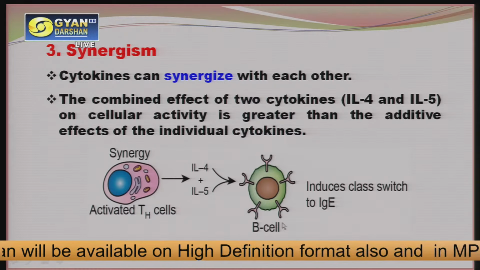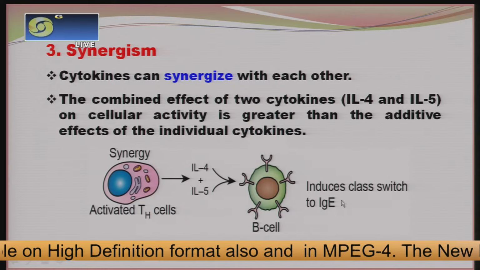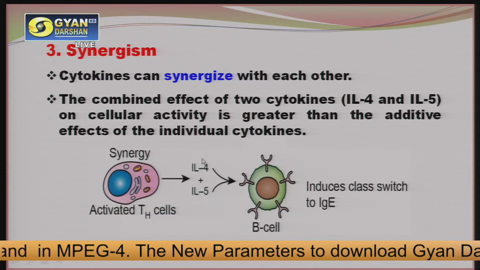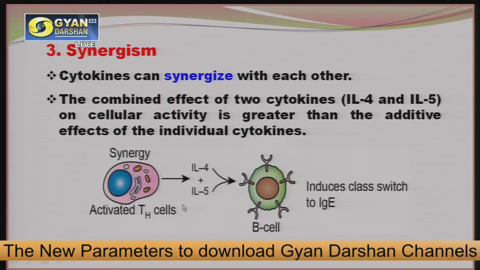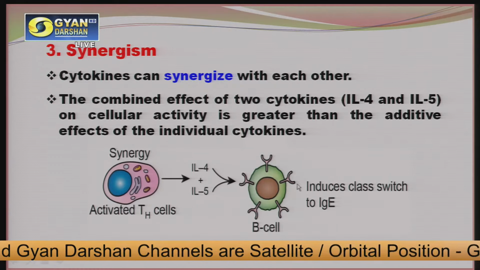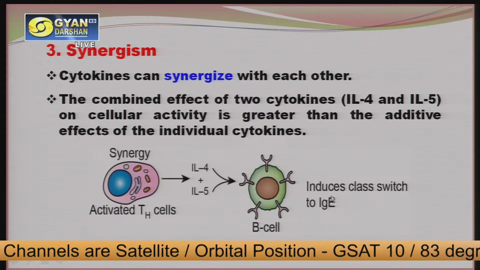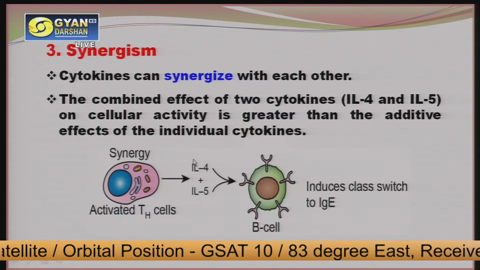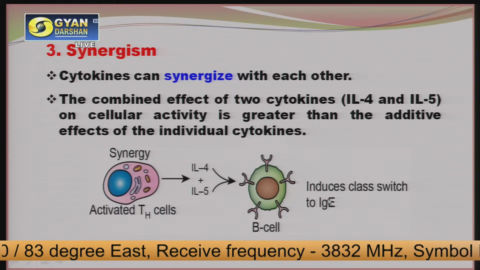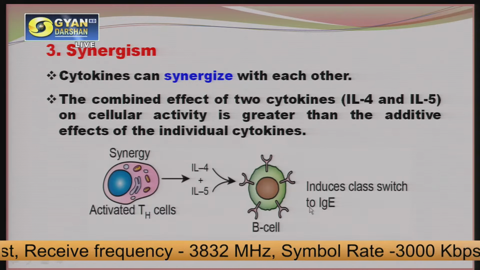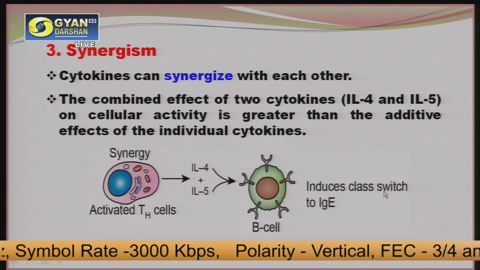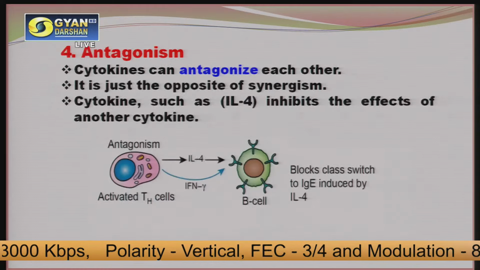So here are the B cells. They are able to produce immunoglobulin E. They show the additive effect. If one interleukin is produced, like IL-1, it shows very slow production of immunoglobulin E. And if IL-4 is combined, they have an additive effect, and ultimately it will produce immunoglobulin E very fast, and class switching will take place in the B cells.